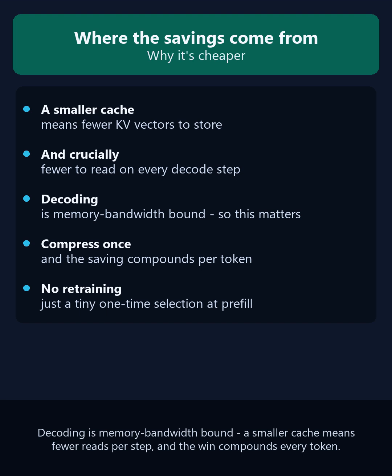Where do the savings come from? A smaller cache means fewer key value vectors to store and, crucially, fewer to read on every decoding step, and decoding is memory bandwidth bound. Because SnapKV compresses once, before generation, that saving compounds across every token you produce. And since nothing is retrained, there's no training cost at all. You pay only a tiny one-time selection step at prefill.